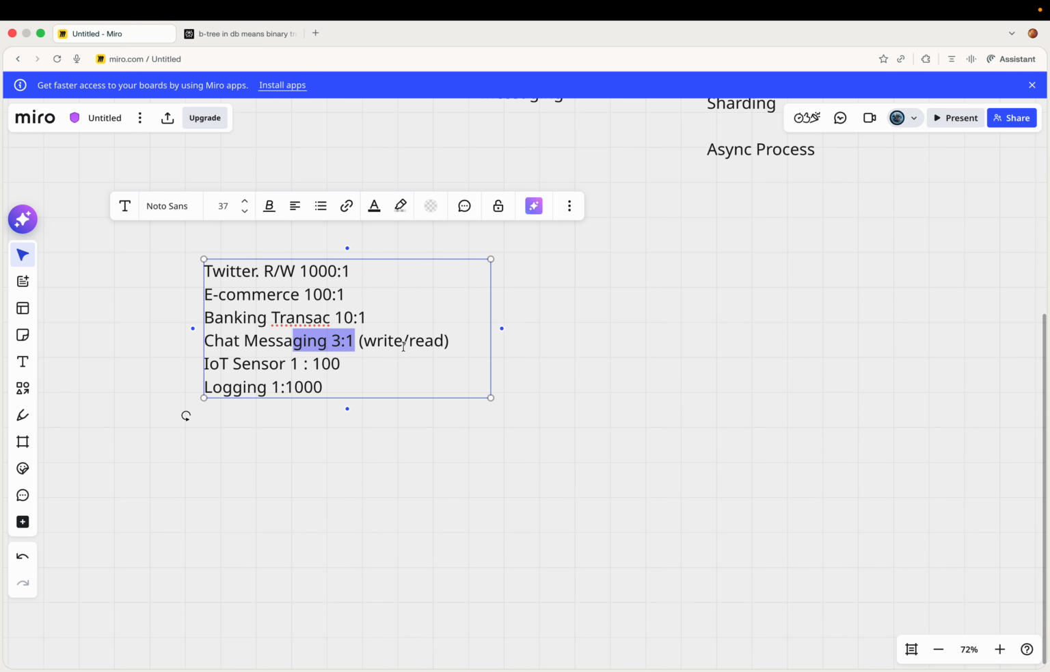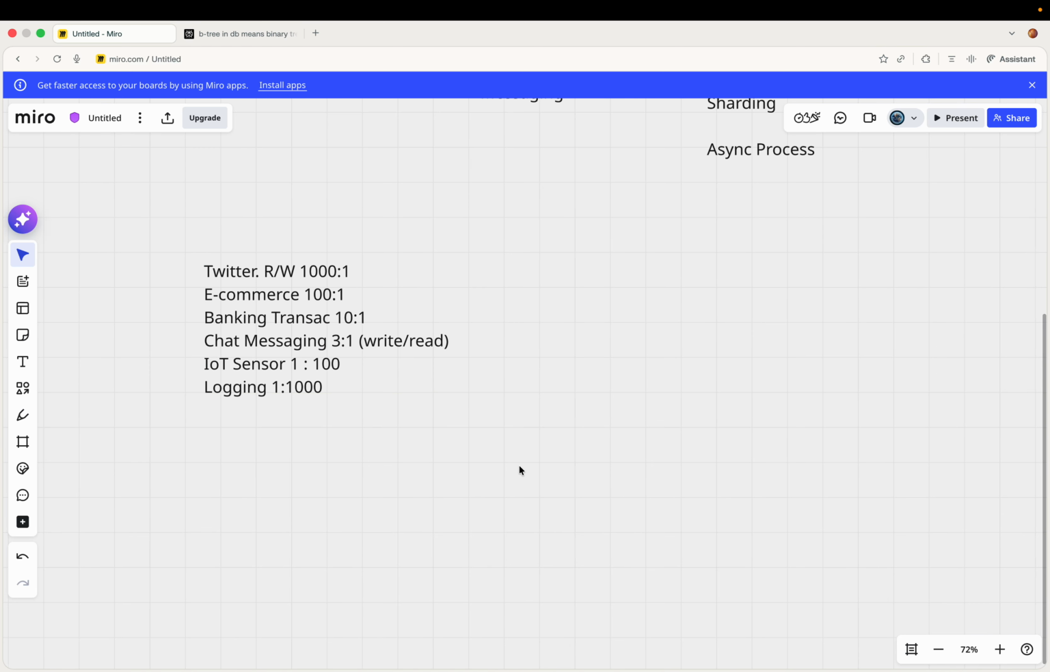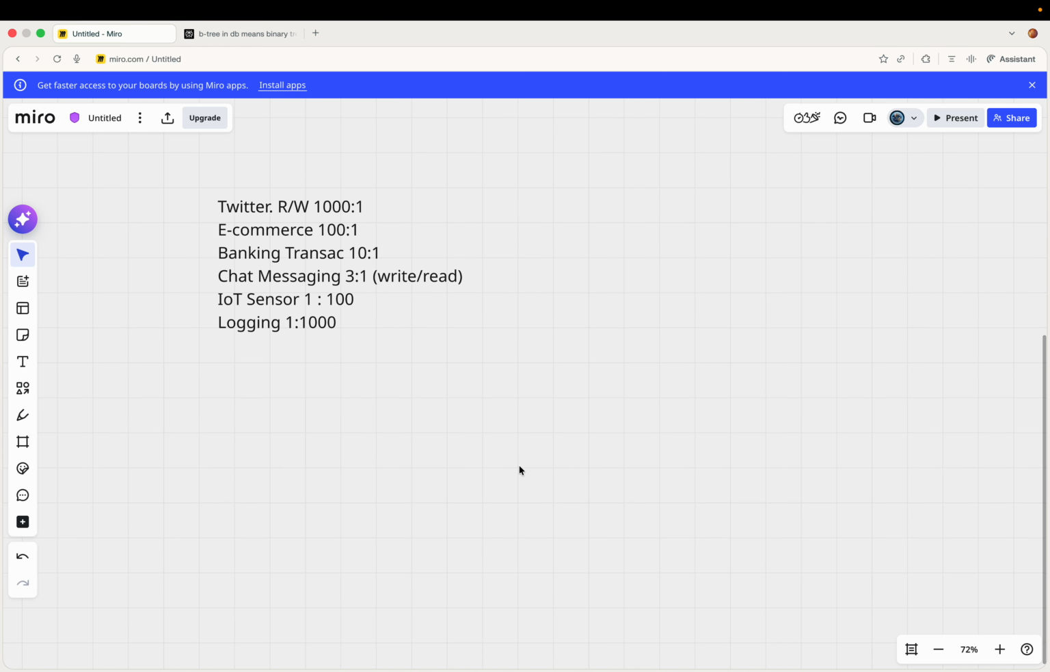So balancing reads and writes. What does caching do here? Caching helps reads. Read replicas help reads. Sharding helps what? Sharding helps reads a bit, but it helps writes more. Denormalization, what does it do? It helps reads. What do asynchronous writes do? They help writes.